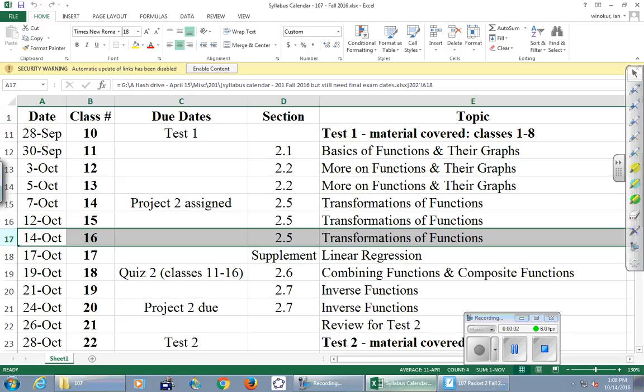First, take a look at the calendar. So, happy Friday. Today is our 16th class. It is our third and final day on transformations of functions. Next class, we're doing a supplement on linear regression.